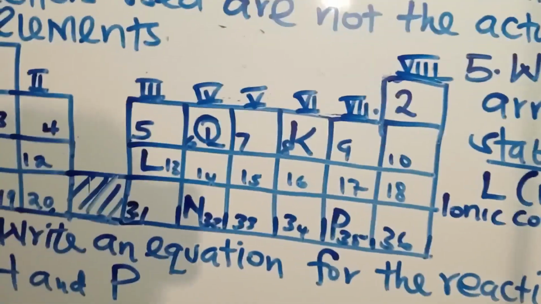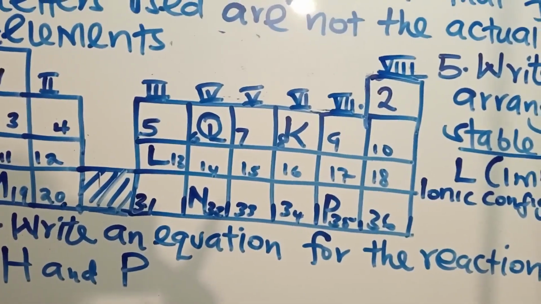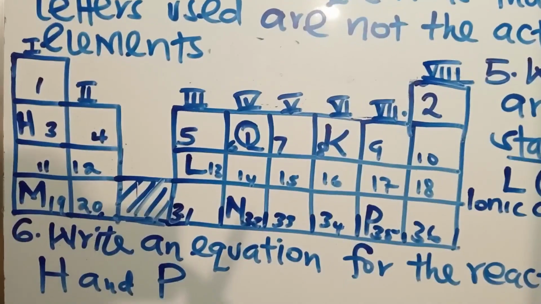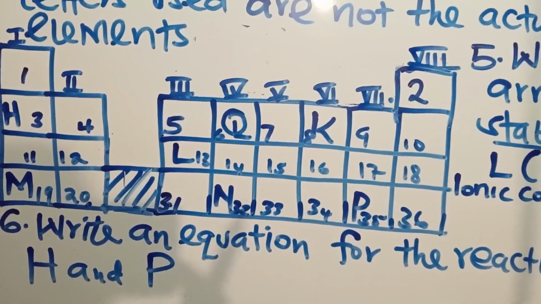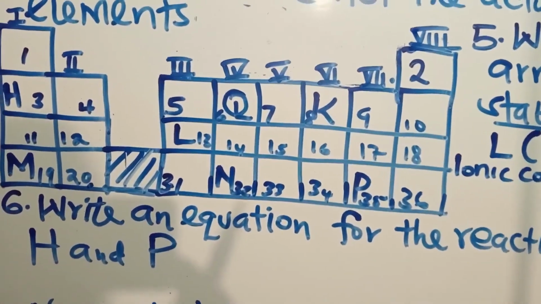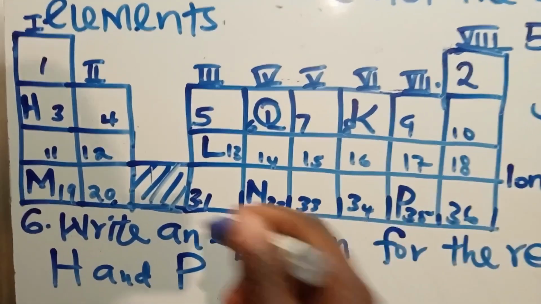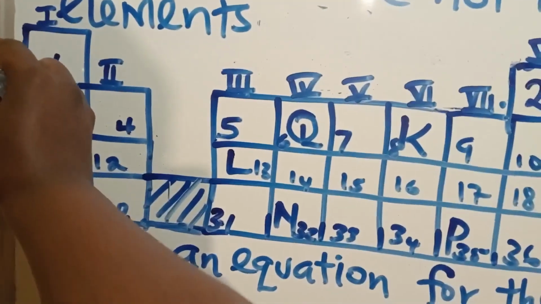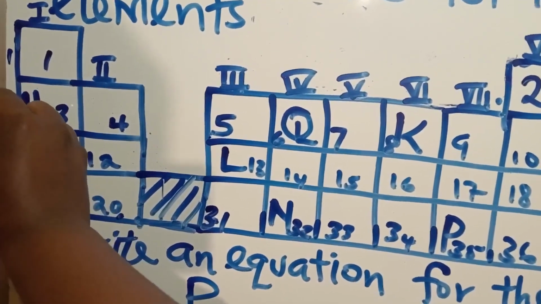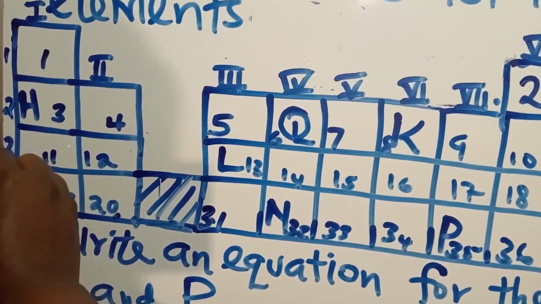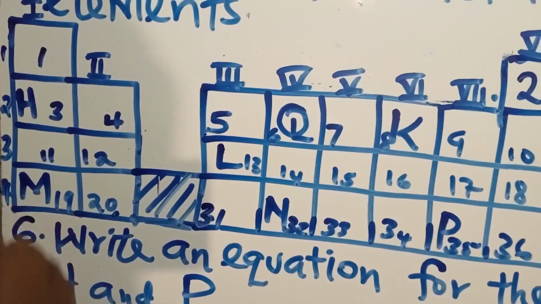And again, I want to remind you that whenever you are writing the groups, you should always use Roman numbers. Then, down here on the side, you are supposed to indicate the number of the periods, and there you can use the normal natural number.